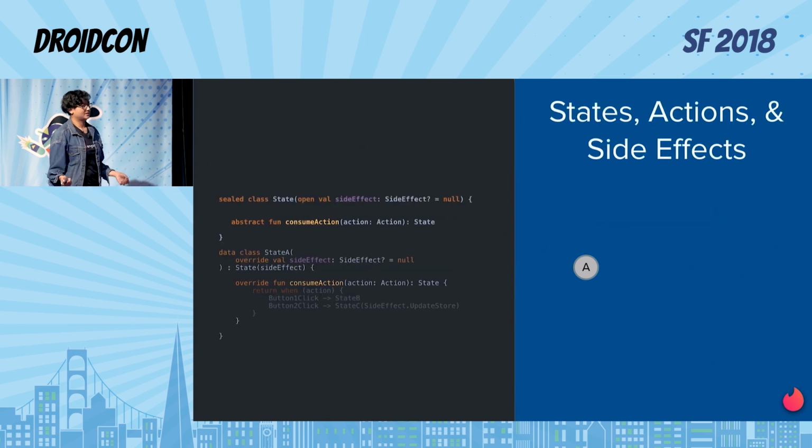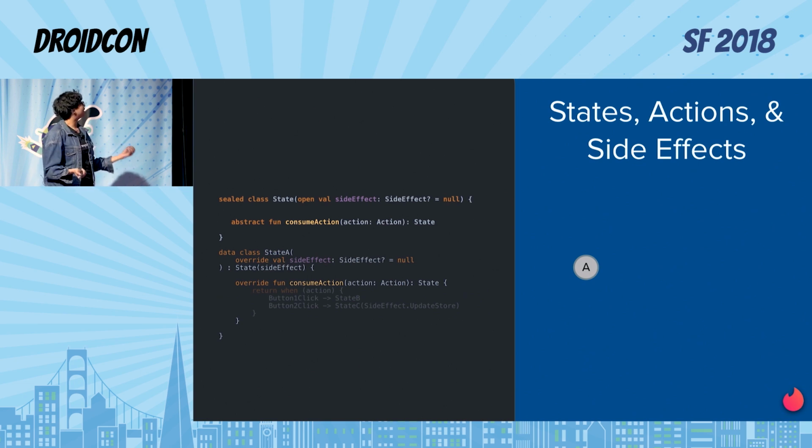Now, we talked about side effects, right? So this is one possible way you could model this concept of a side effect with your existing sealed class of a state. It's the same sealed class as before with the extra addition of a nullable side effect. And there's cleaner ways to do this, but I just wanted to use this to illustrate the example.